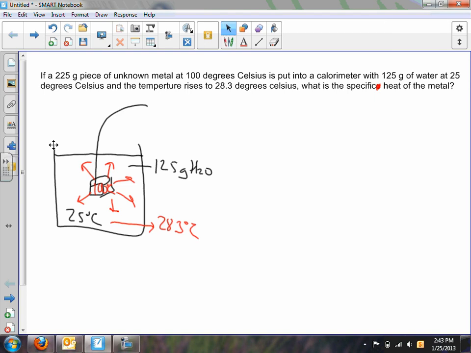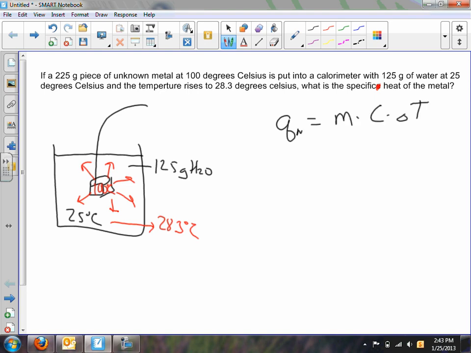Well, to find specific heat, I know I need to use the Q equation. Q equals m times C times delta T. And all of these variables should be for the metal. The mass of the metal was 225 grams. I don't know the specific heat. That's what I'm trying to find.